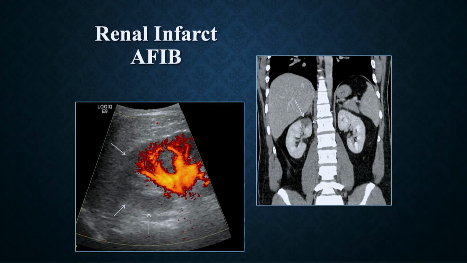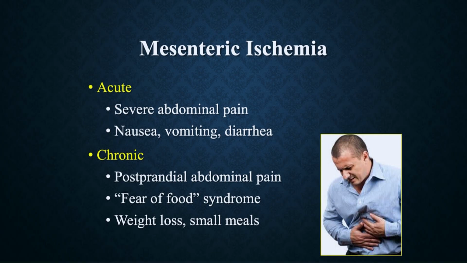We can also look for evidence of renal infarcts. Here's a power Doppler examination. You can see there's no flow in the upper pole, confirmed on the CT, where you can see that wedge-shaped defect. We use contrast-enhanced ultrasound now routinely for looking for infarcts because it's so easy. But this is a nice example using power Doppler.